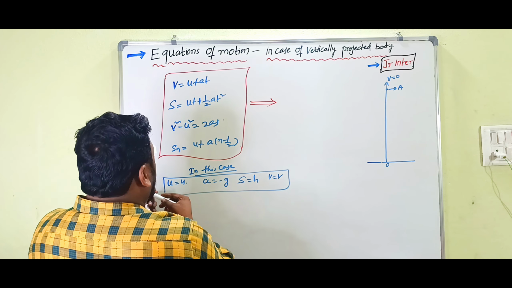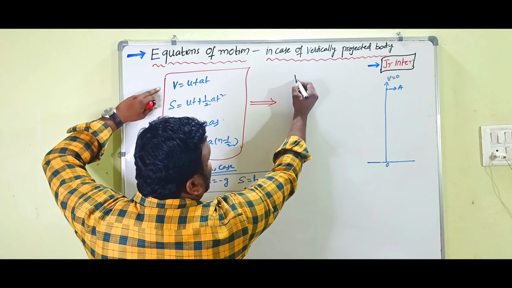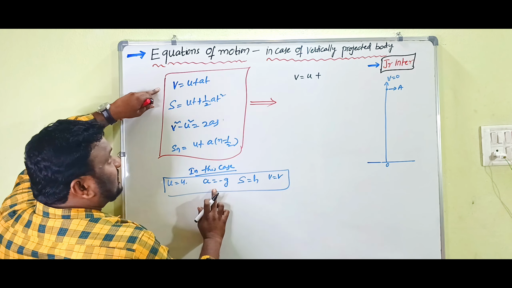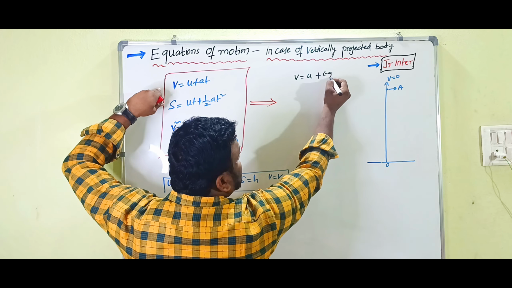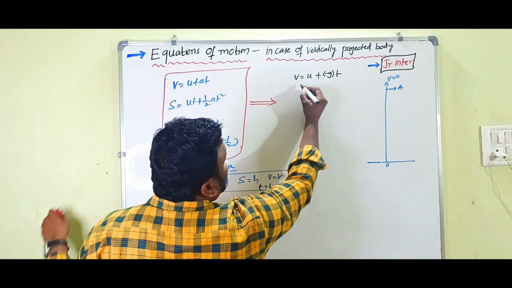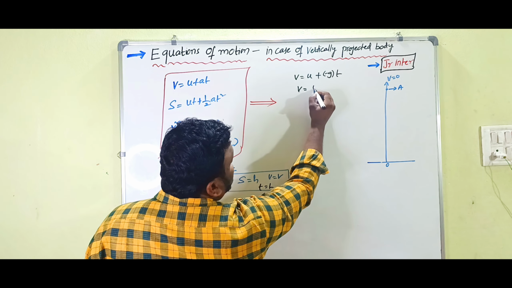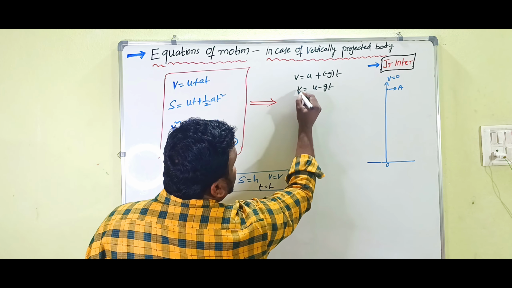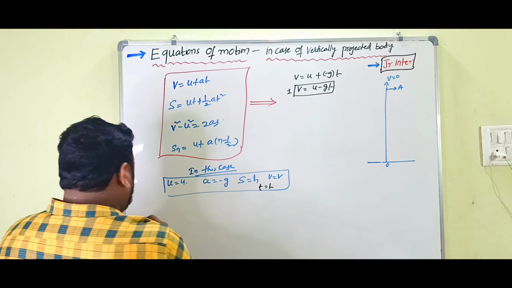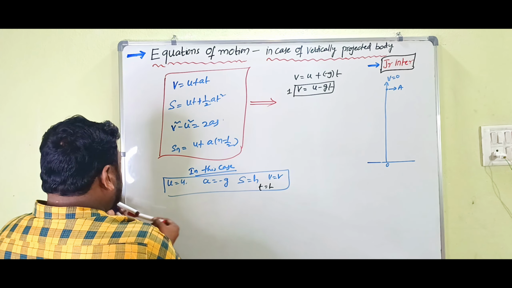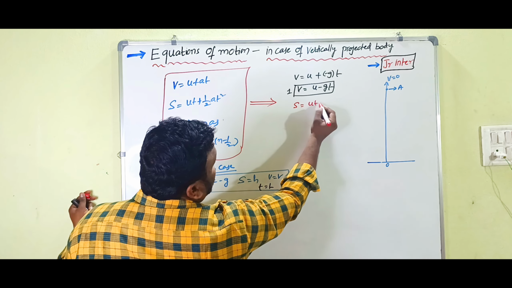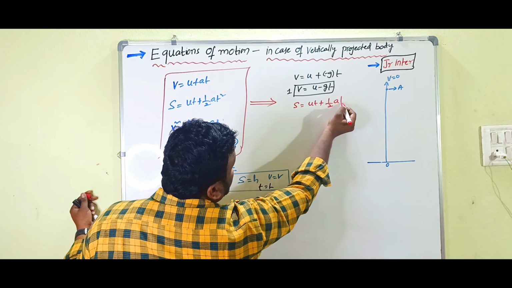The first thing is what? Here v means v, u means u, a is minus g, and t means t. So here you write t is equals to t also. Then what is the first equation? v is equals to u minus gt. This is the first equation. Clear? And the second one, what is it? s is equals to ut plus half at square.